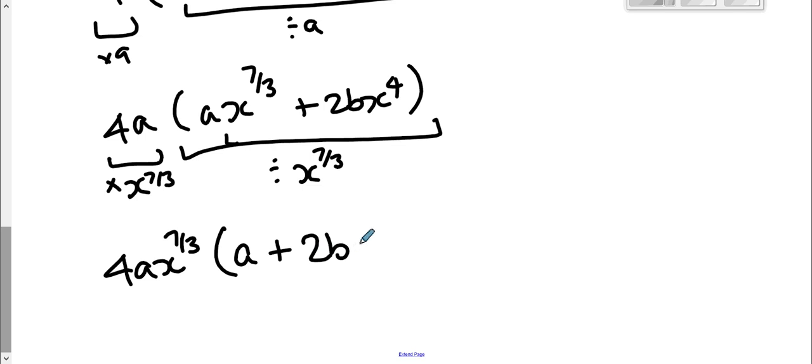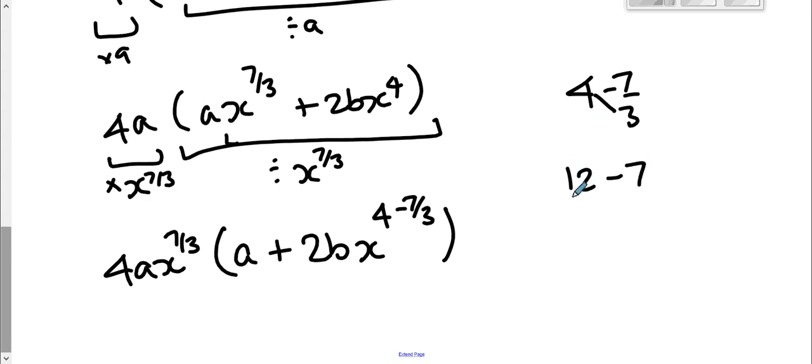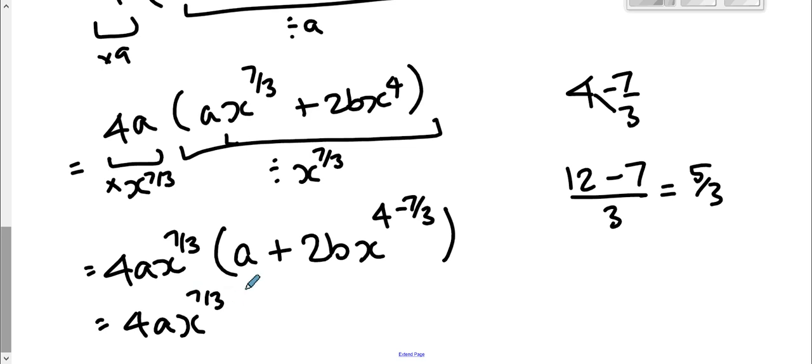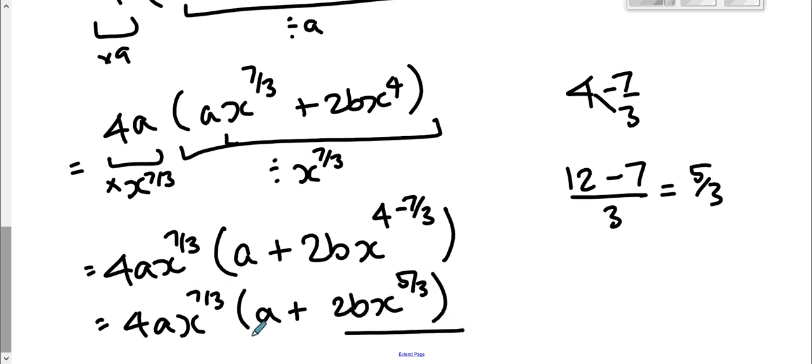And then 2b x to the, well, that's going to be 4 minus 7 over 3, because you're doing that divided by that. So the power is going to subtract using the laws of indices. 4 minus 7 over 3. Now you can do that in your calculator, or I can do it by cross multiplication. So I'll do 4 times 3 is 12, minus 7 over 3 is 5 over 3. So we can write that as 4a x to the 7 over 3, a plus 2b x to the 5 over 3.